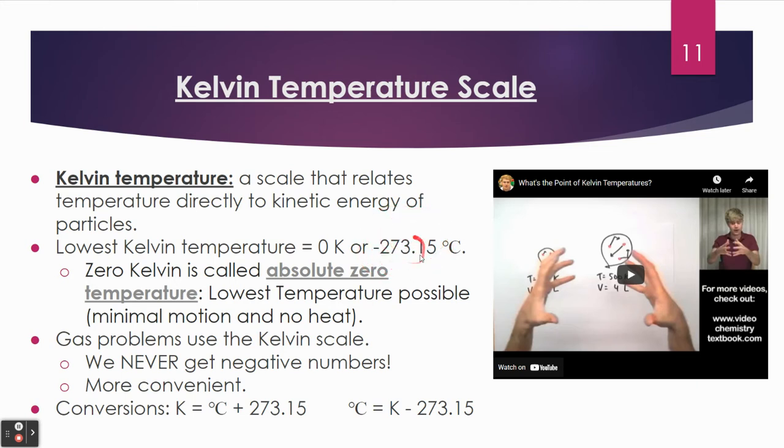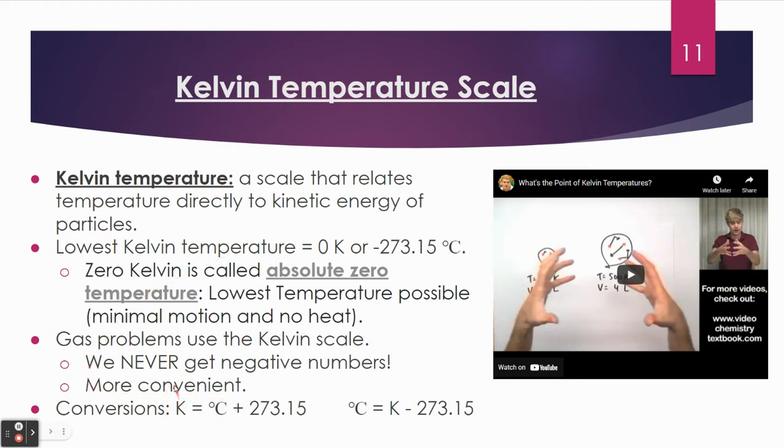And we haven't really reached that because in any lab that you have, you always have some kind of heat transfer happening that would transfer to the particles in the area you're trying to get to absolute zero. But the main point is that Kelvin's lowest temperature is 0 Kelvin, and there's no negative numbers. So it makes our calculations much more convenient. So there's a direct relationship between the amount of kinetic energy and the Kelvin temperature, unlike the degrees Celsius scale. And there's also no negative numbers, which is more convenient for calculations.